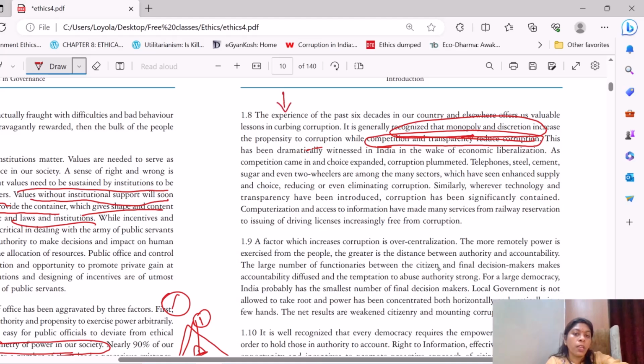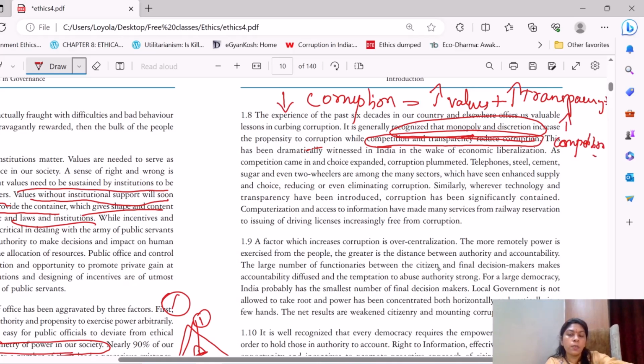So you can say a formula like this: reduction of corruption can happen. Not only the previous formula, no, you can bring everything. So the previous point we have talked about, increasing the ethics, that is value systems, imbibing value systems, plus increasing transparency, increasing competition. Okay, this way you can write a formula. So this is what it is given here, right? As competition came in and choice expanded, corruption plummeted, so it has got reduced.